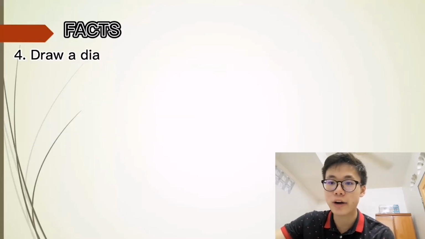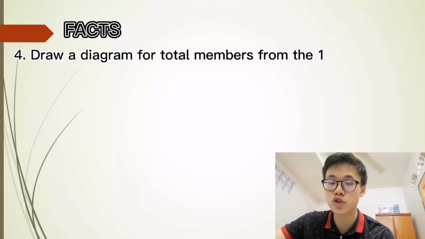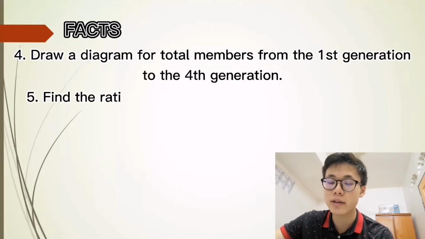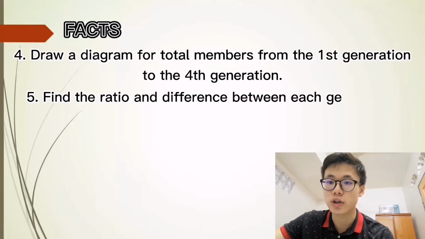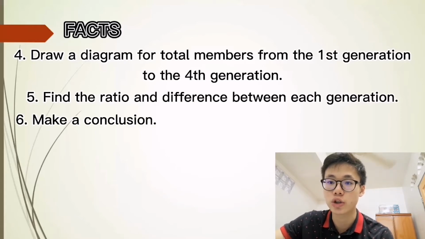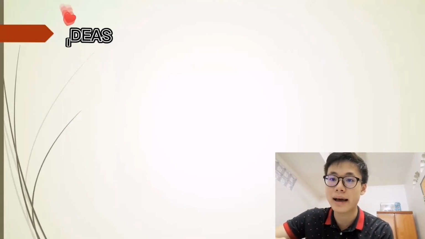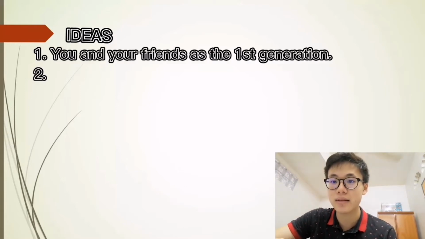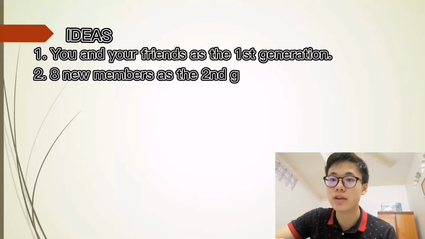Fourth, draw a diagram for total members from first generation to the fourth generation. 5. Find the ratio and difference between each generation. 6. Make a conclusion. Now, let's look at the idea parts. First, you and your friend as the first generation. Second, add new members as the second generation.